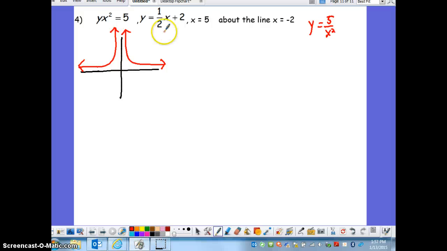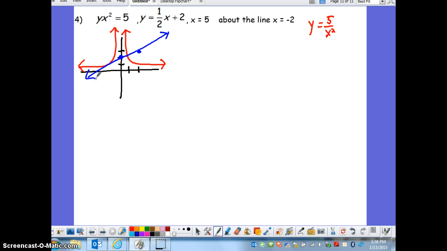And then we have this 1/2 x plus 2. So 1/2 x plus 2, there's my 2. 1/2 means I'm going to be going up 1, right 2. So I'm just going to set up for that. So again, y-intercept is your 2, all right? Up 1, right 2. I need one more tick mark here. So again, there's your y-intercept. Going up 1, right 2. Draw that line coming through.